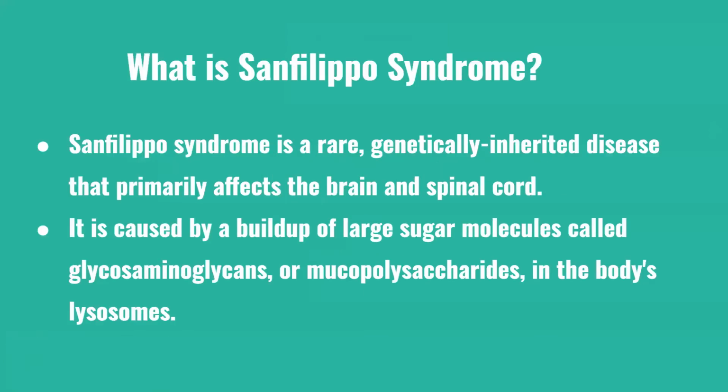What is Sanfilippo Syndrome? Sanfilippo Syndrome, also known as mucopolysaccharidosis type 3, or MPS 3, is a rare, genetically inherited disease that primarily affects the brain and spinal cord. It is caused by a buildup of large sugar molecules called glycosaminoglycans or mucopolysaccharides in the body's lysosomes.